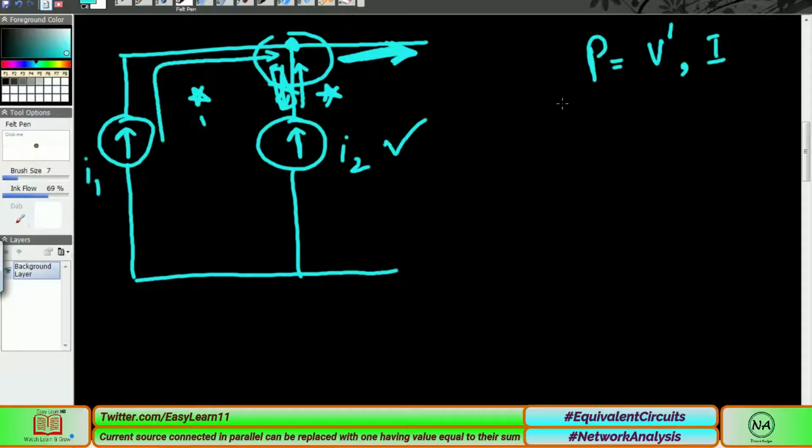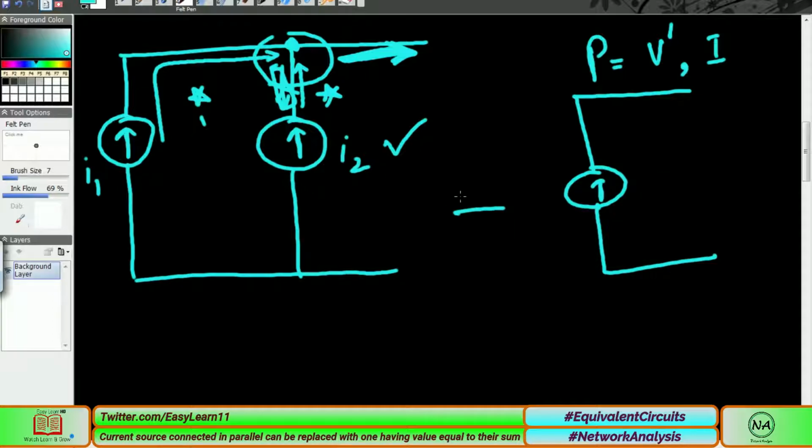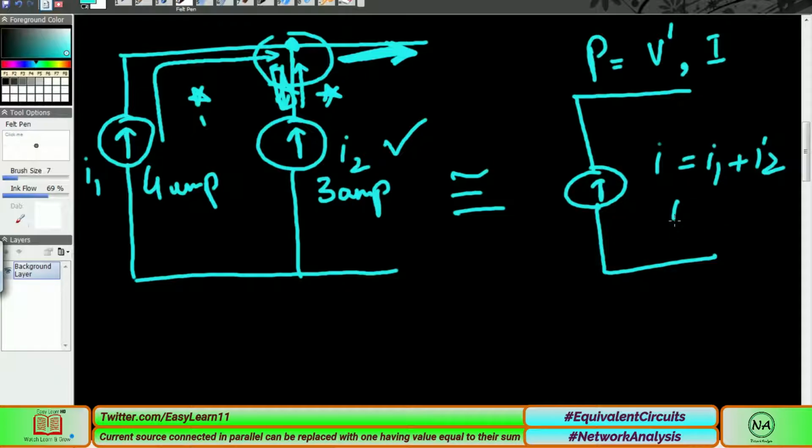So we can simply say the equivalent source of this network, if it is connected in parallel, is I equals I1 plus I2. For the sake of understanding this example case, this is 4 ampere and this is 3 ampere, and 4 plus 3 is simply a 7 ampere source. If you connect it here, then it can simply be the replaceable term.